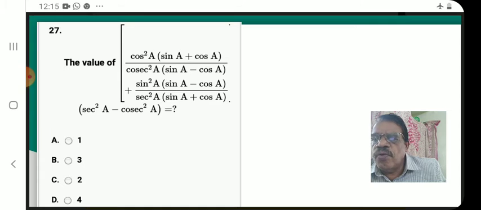The value of cos square a into sin a plus cos a by cos square a into sin a minus cos a plus sin square a into sin a minus cos a by sin square a into sin a plus cos a.